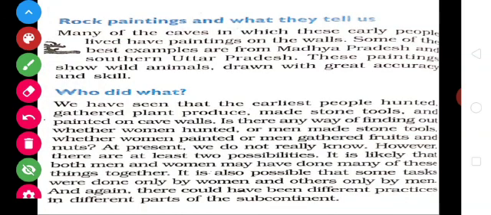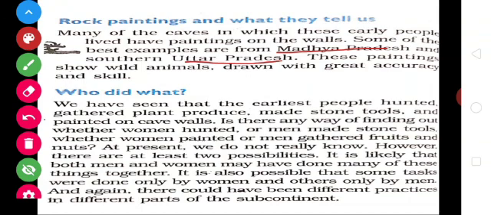Rock paintings and what they tell us. Many of the caves in which these early people lived have paintings on the walls. Some of the best examples are from Madhya Pradesh and southern Uttar Pradesh. These paintings show wild animals drawn with great accuracy and skill. Archaeologists find cave paintings in many of the caves.